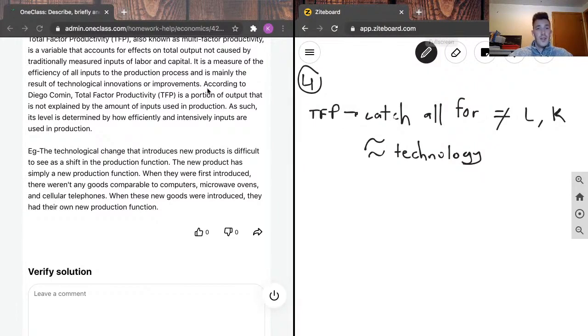Example: the technological change that introduces new products is difficult to see as a shift in the production function. The new product has simply a new production function. When they were first introduced, there weren't any goods comparable to computers, microwave ovens, and cellular telephones. When these new goods were introduced, they had their own new production function. So it's technically loosely related to new tech innovations that lead to a new product.